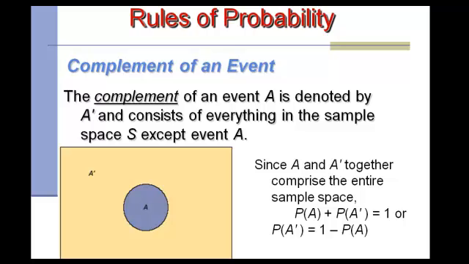It's everything but A. If A is the event of having rain, then the complement would be the event of not having rain. So the probability of rain, A, plus the probability of not rain has to equal 1. That means if we know that the probability of A is 0.3 for one day, then the probability of not having rain has to be 1 minus 0.3.